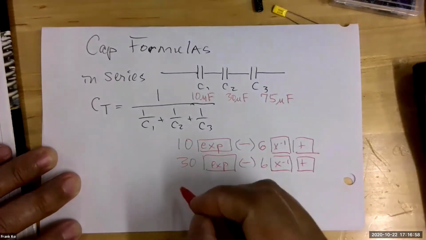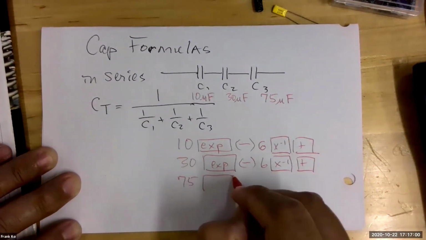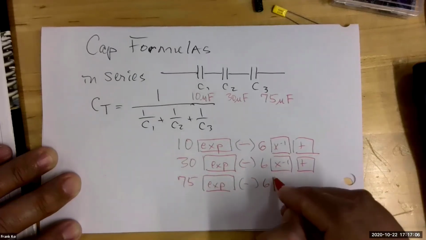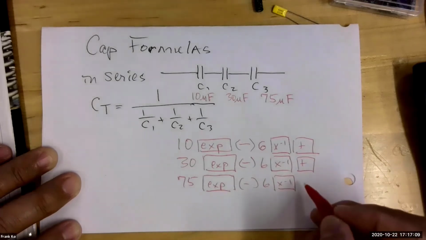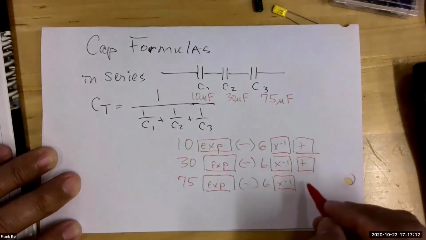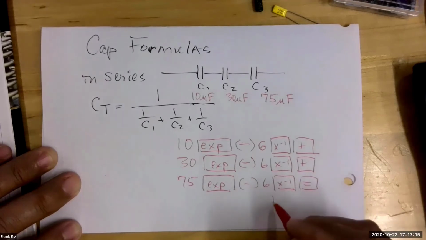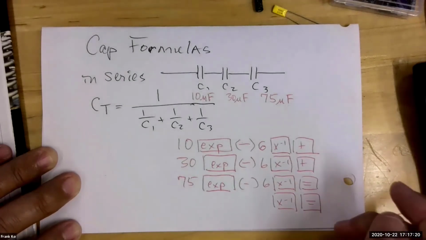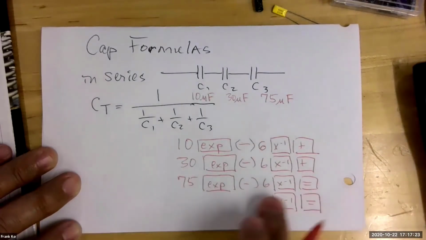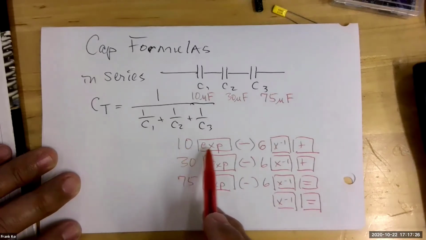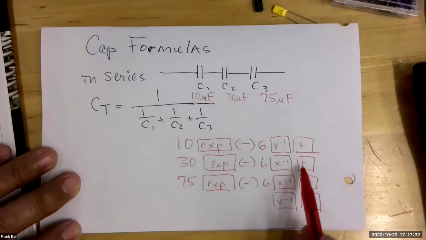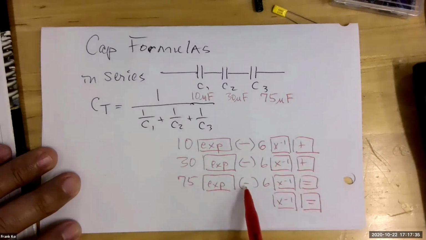Now we have one more capacitor, 75 EXP negative 6, and then we reciprocate this. Do I hit plus one more time? No, I do an equal sign, followed by my reciprocal key one more time, followed by my equal sign one final time. So with this keystroke sequence, I will have entered 10 micro reciprocal plus 30 micro reciprocal plus 75 micro reciprocal equals reciprocal equals.